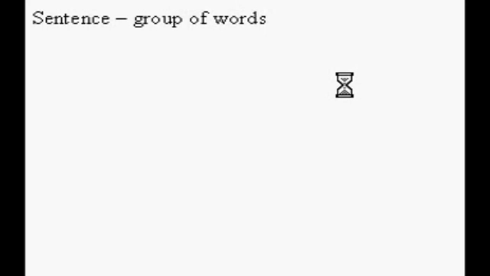Today's lesson is about how to write a letter. Now, before we begin this task, let's do a brief review about what a sentence is. A sentence is basically just a group of words together, and it starts with a capital letter and it ends with a full stop.